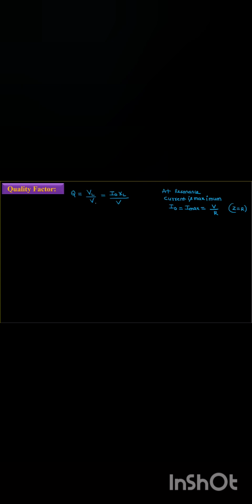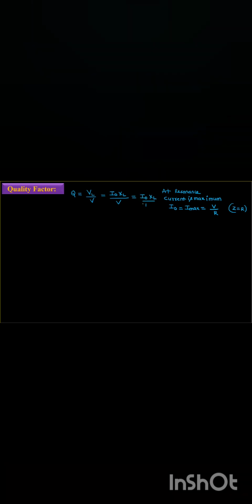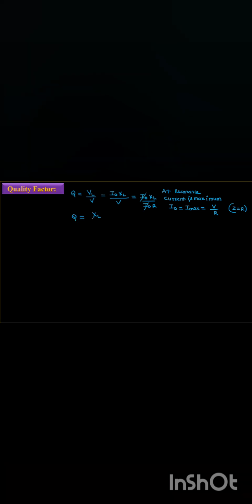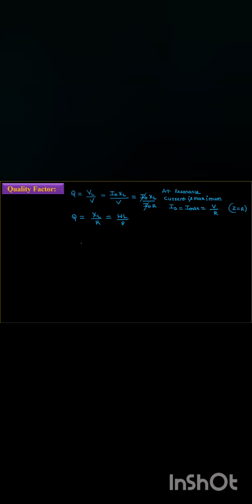I am writing voltage across the inductor at resonance condition equal to I naught into XL. That you can also write like this: I naught into XL by, what is V? I naught into R. This I naught cancels. Then one more formula for quality factor equals XL by R. What is XL? Omega L. That is omega L by R. It is at resonance condition. That's why I'm taking omega naught into L. All these I'm defining at resonance condition.